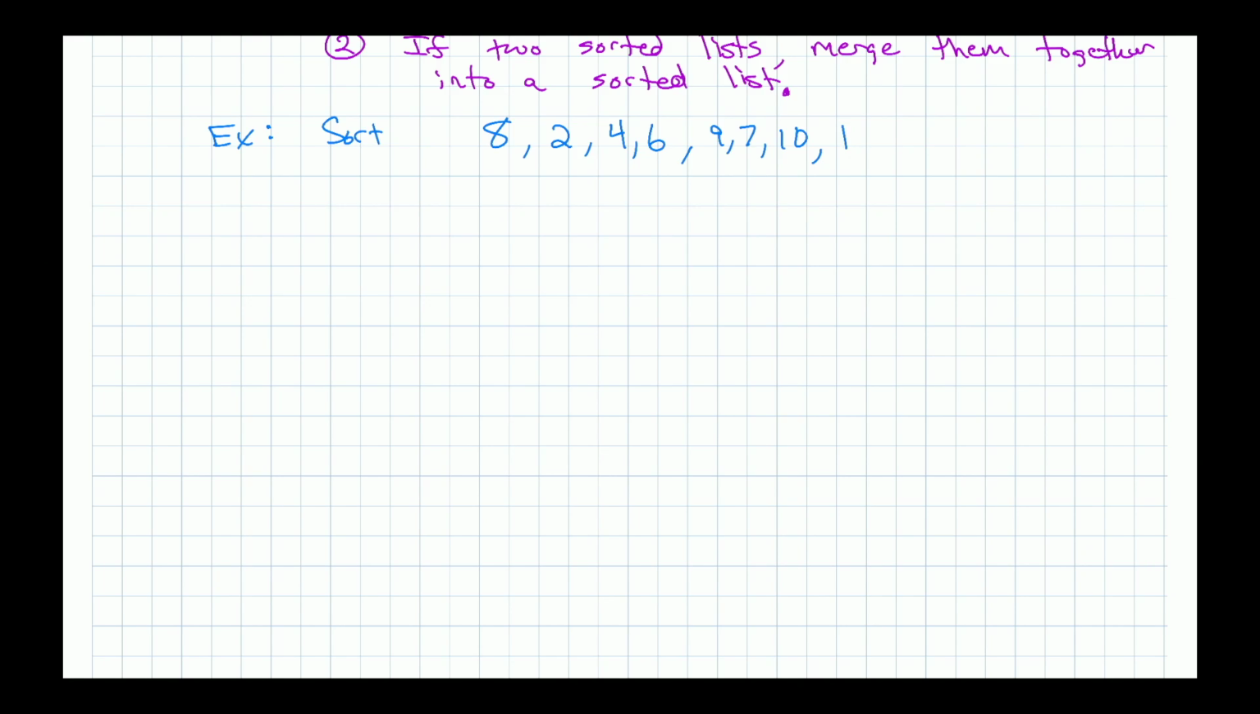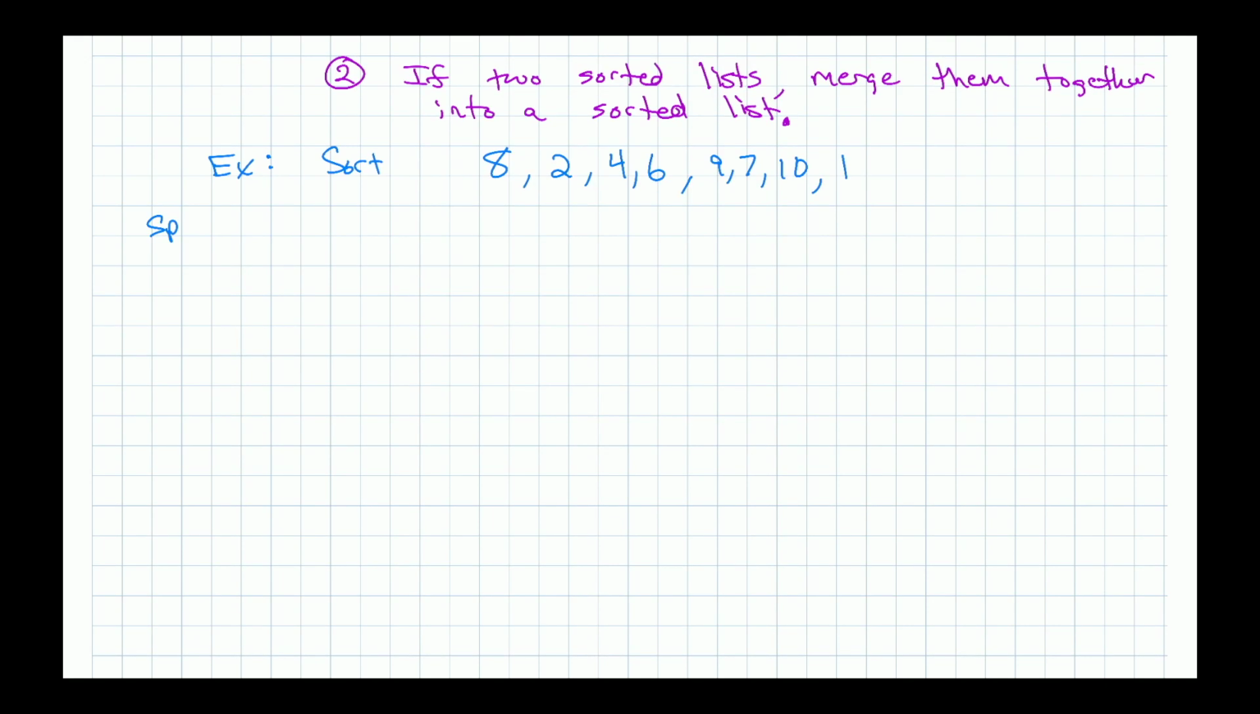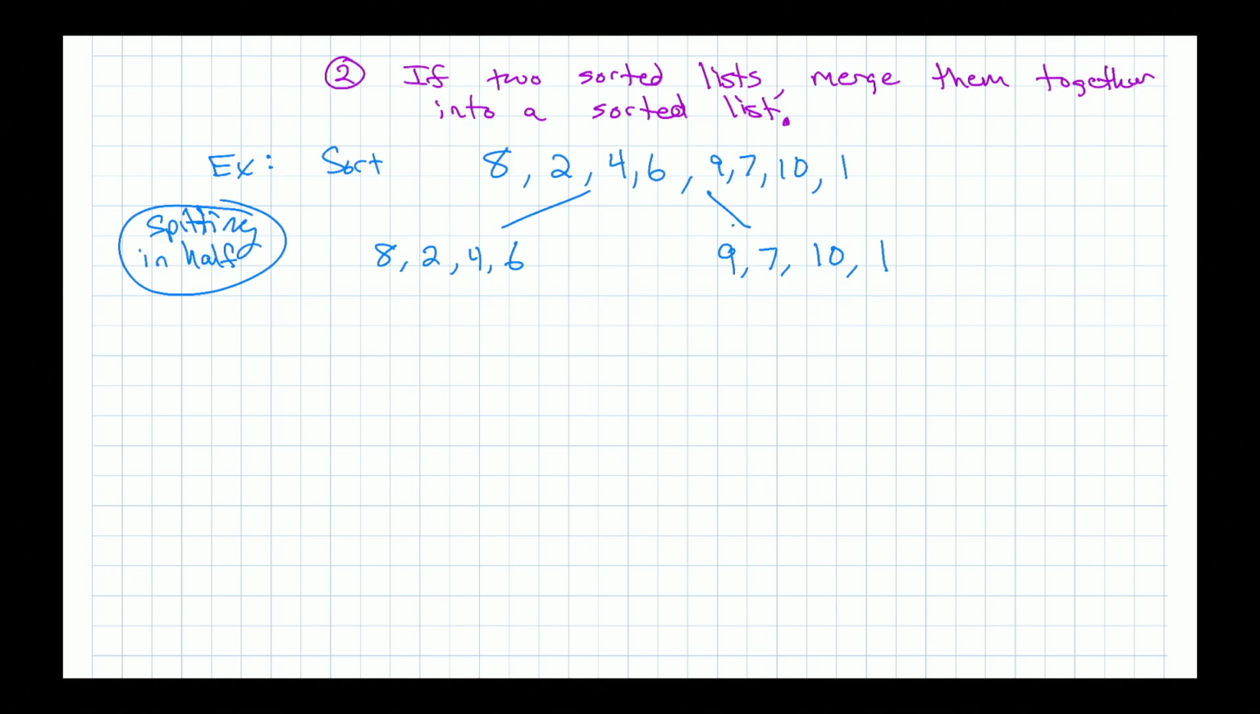So here's how it would look. The idea is this. We're going to start by splitting the list into two halves over and over. If we keep splitting it in half and splitting the halves into halves, we're going to end up with lists that only have one thing in them. So we're not doing any sorting at this point. We're just splitting in half. So over here, we're going to get the 8, 2, 4, 6. And over here, we're going to get the 9, 7, 10, 1.